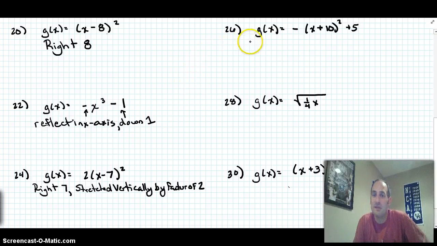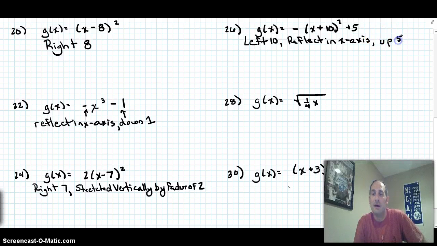Inside parentheses, the +10 tells me to go to the left 10. The negative out front says reflect it in the x-axis. This would be a downward opening parabola. So we have a maximum at the vertex. And then finally, up 5. So there's the transformation. 28's a little bit different. They are multiplying inside the function, inside the square root part in this case. And just like in number 26, where you had a +10, and that +10 made it go the opposite direction, this is going to affect the horizontal, but instead of shrinking it down because of the 1/4, it horizontally stretches this thing or expands it by a factor of 4.